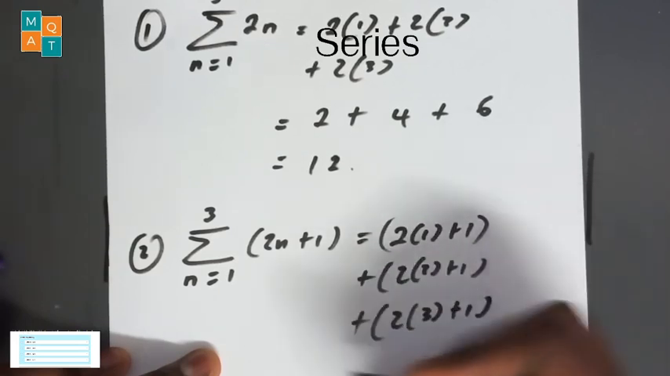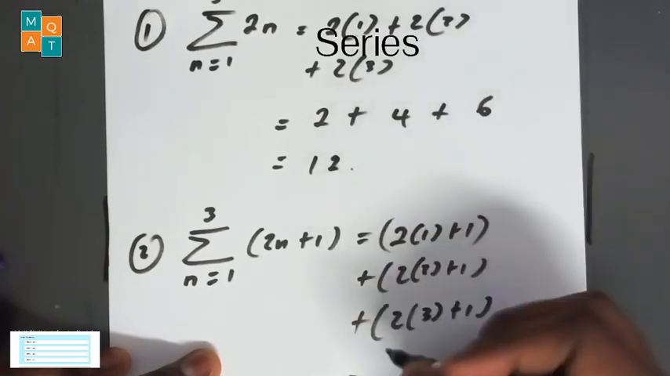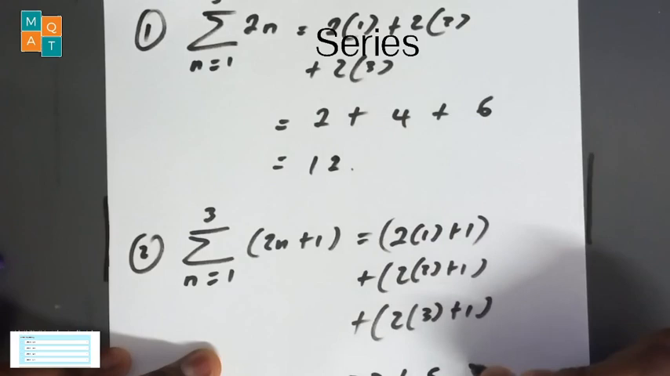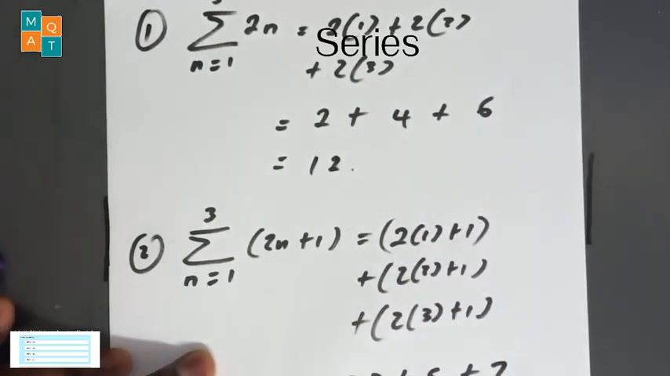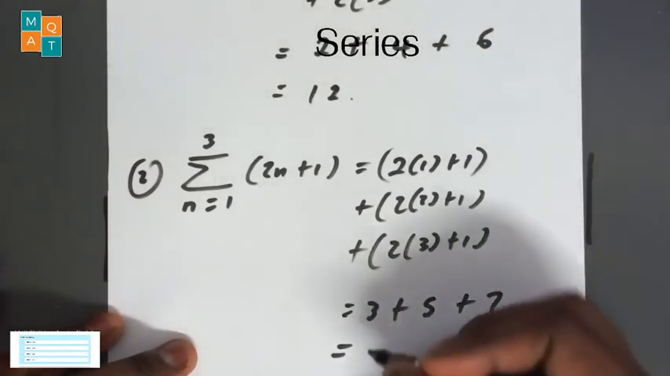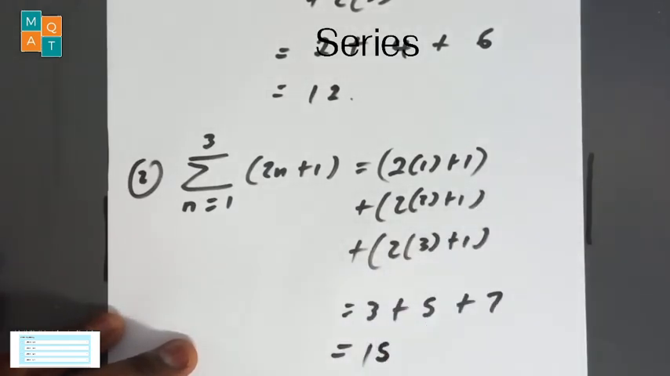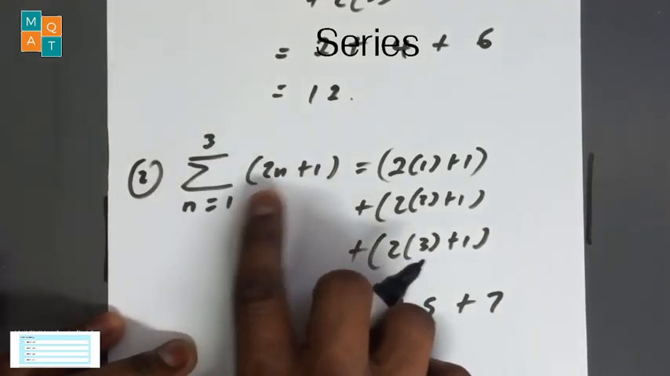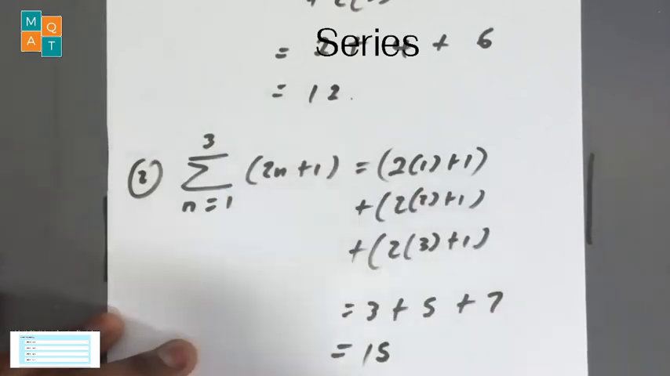2 times 1 is 2, plus 1 is 3. Plus 2 times 2 is 4, plus 1 is 5. 3 times 2 is 6, plus 1 is 7. Now, 3 plus 5 plus 7: 3 plus 5 is 8, plus 7 is 15. Now, if you look at this example, you can see that we've got 2n plus 1 and this whole thing is in brackets.